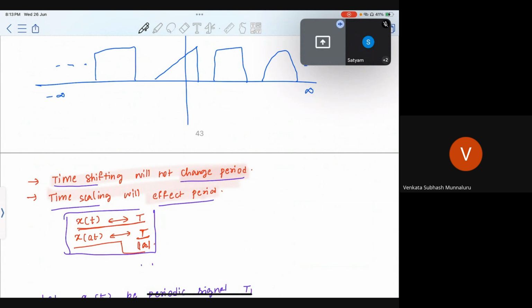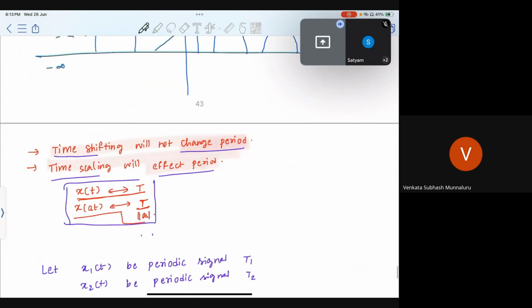Suppose you shift a periodic signal, then the fundamental period will not get affected. But if you time scale a periodic signal, it affects the fundamental period of the signal. For the scaled version of the signal, the fundamental period is T by mod a. This is also something we have seen, right?